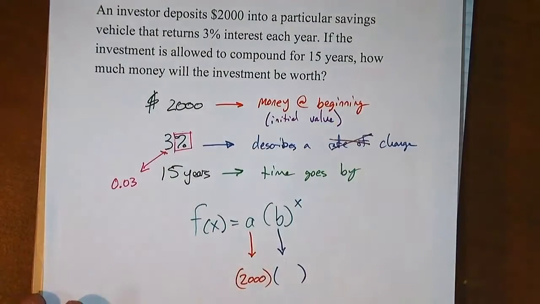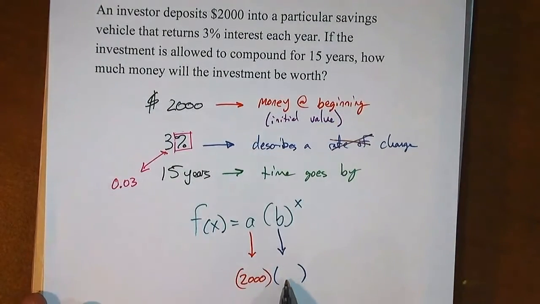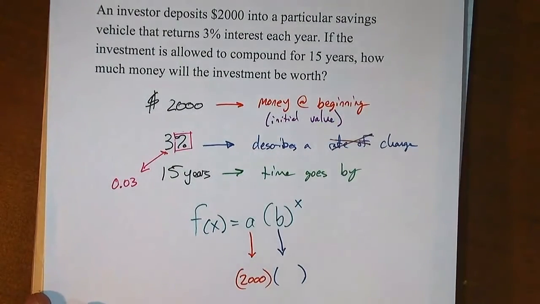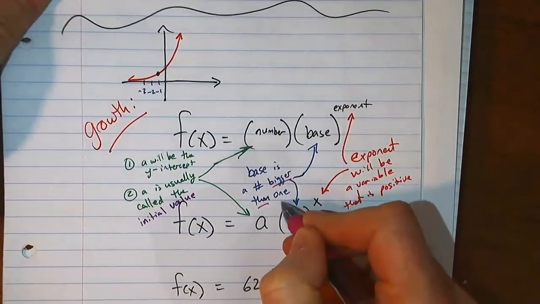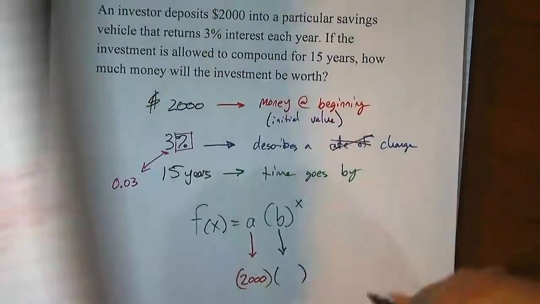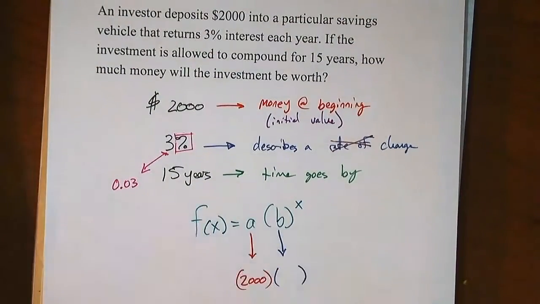And I know that that cannot be the thing that I put in for B, because if this is a growth problem, B has to be bigger than 1. And this is not bigger than 1. So it turns out, and this is another one of those spots in our class where we could go through the math and I could prove this to you, but it's a little bit beyond the scope of our class.